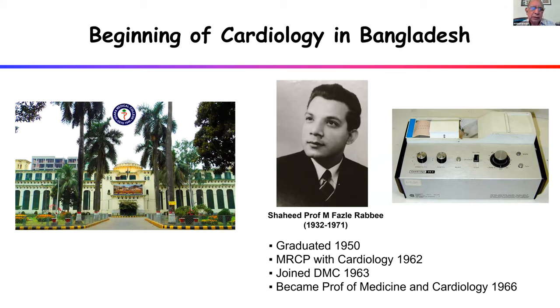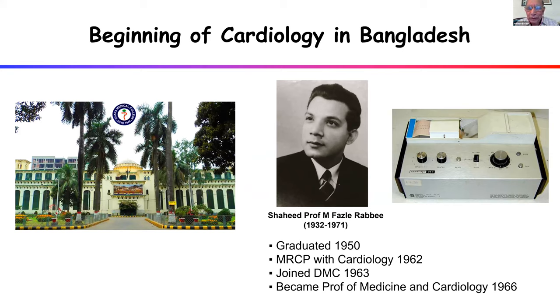Most of the later history you must know. One important aspect I must mention in this regard is that in those days, the first ECG machine came to Dhaka Medical College through Professor Fazlur Rabbi, and it was always kept under lock and key in the almirah, because at that time it was a really costly and very important machine. Everybody could not handle it. When needed, the professor with his colleagues would go to the patient and have the ECG done. And this process went on for a long time.